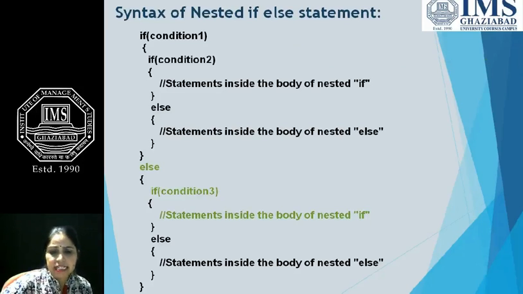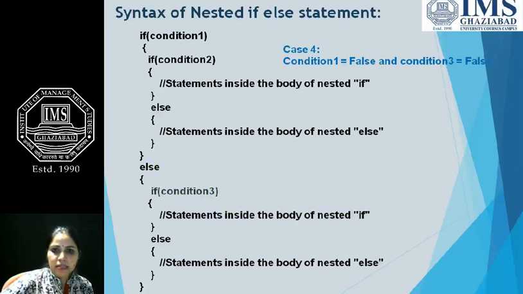And my last case, case number 4, is where condition 1 is false and condition 3 is also false. Since condition 1 is false, the else part would be executed. Then condition 3 is also false. Again the else part would be executed, and the statement inside the body of the nested else would be displayed or processed according to your statements.